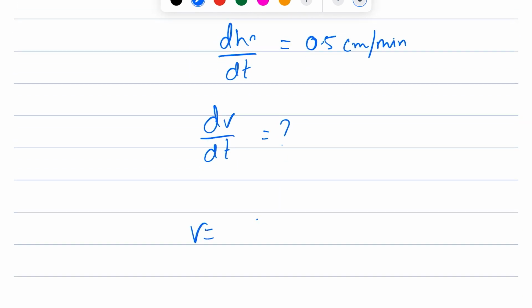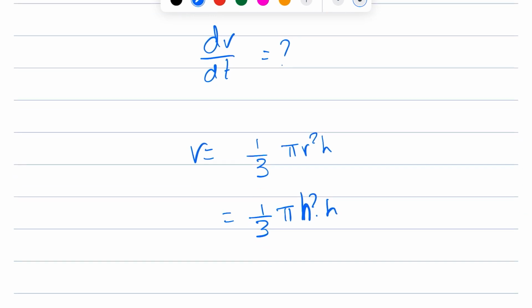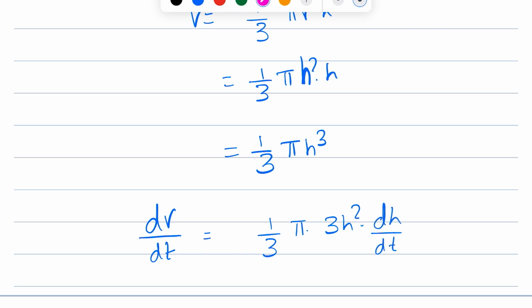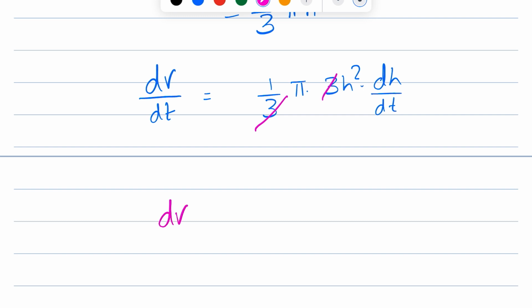So what is the volume of a cone formula? 1 upon 3 pi r square h. Here r is also h, because h has been given, so we eliminate r. So it becomes 1 upon 3 pi h cube. Now dV by dt: the derivative of 1 upon 3 pi h cube is 3h square times dh upon dt. So 3 and 3 cancel, and dV by dt equals pi h square dh upon dt.